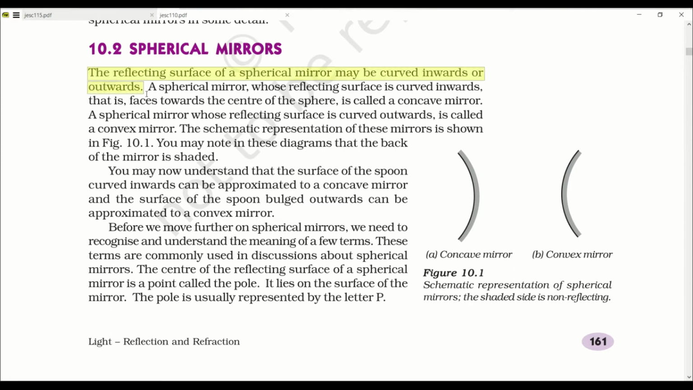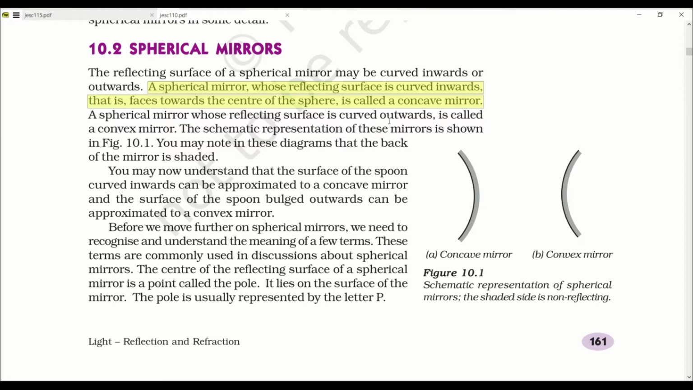The reflecting surface of a spherical mirror may be curved inward or outward. The spherical mirror whose reflecting surface is curved inward, that is, faces towards the center of the sphere, is called a concave mirror. This one faces towards the center of the sphere. Here is the center of the sphere.